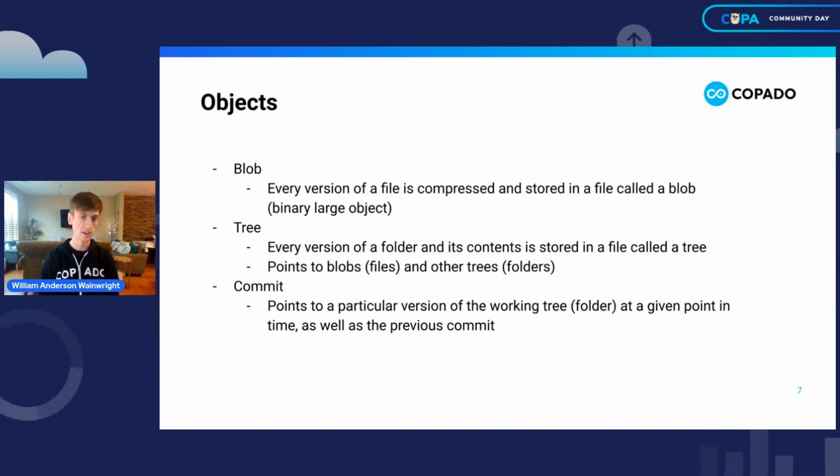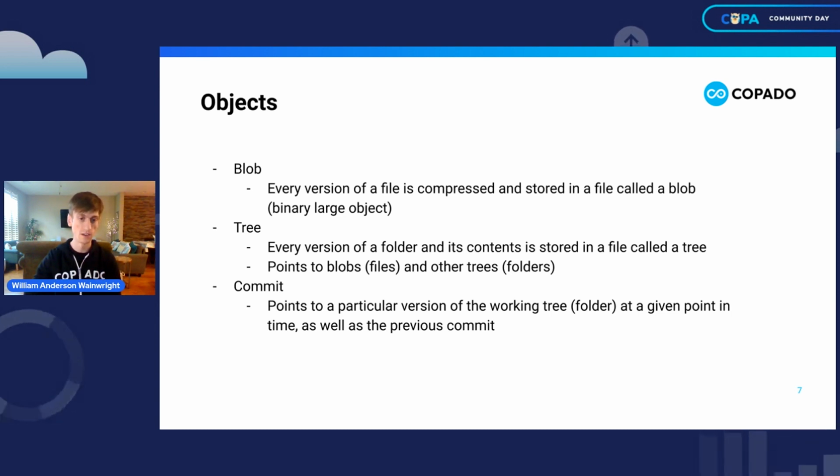And then the final thing that it stores as an object are your commits. Commits point to a particular working tree, so a particular version of your root directory at a given point in time. And then that particular version of your root directory will point to different blobs. And those different blobs represent a different point in time in your project's repository. So I thought this stuff was really cool.